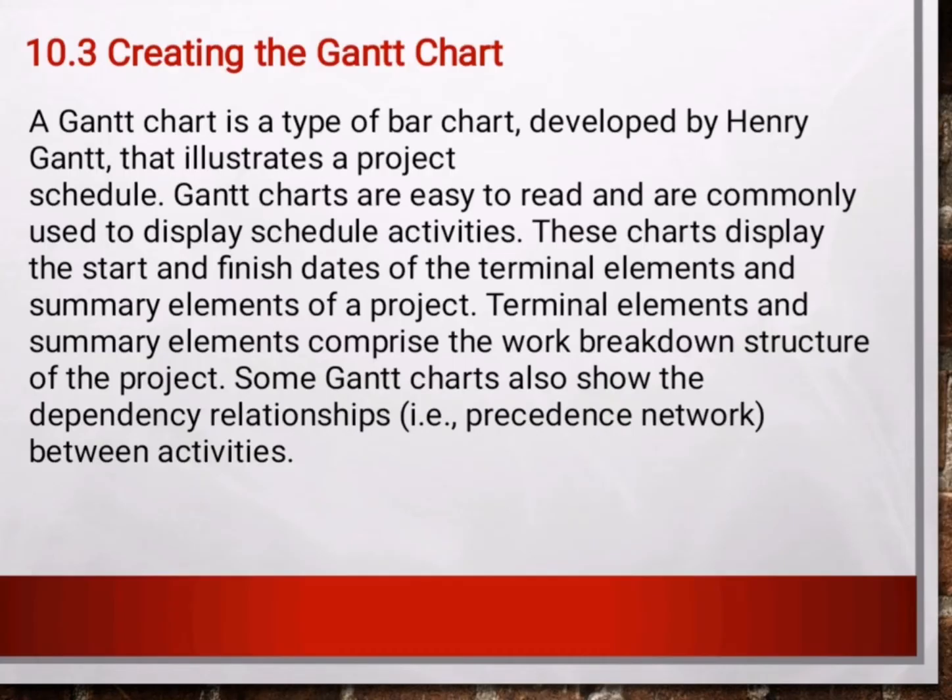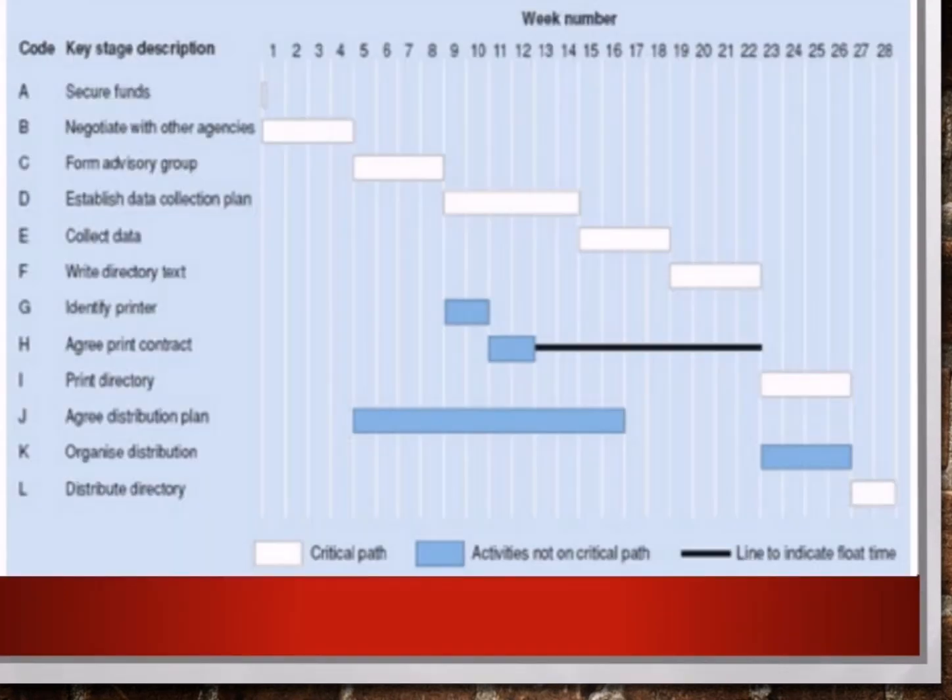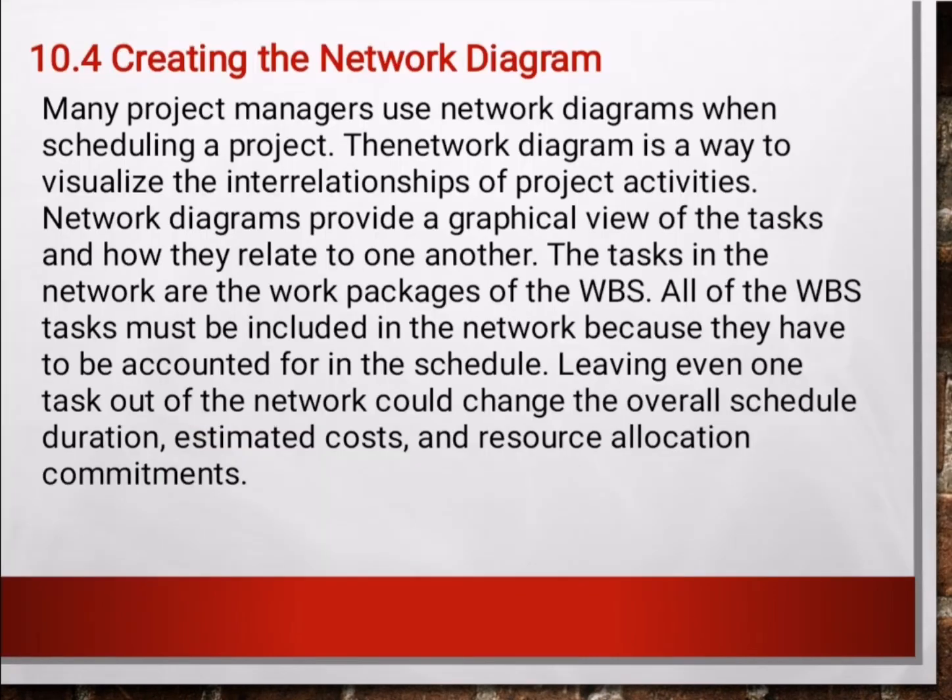Creating the Gantt chart. A Gantt chart is a type of bar chart developed by Henry Gantt that illustrates a project schedule. Gantt charts are easy to read and are commonly used to display the scheduled activities. Gantt charts show all the key stages of a project and their duration as a bar chart, with the time scale across the top. The key stages are placed on the bar chart in sequence starting in the top left corner and ending in the bottom right corner.